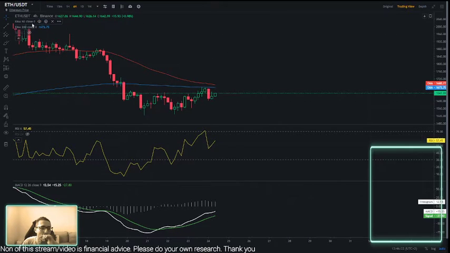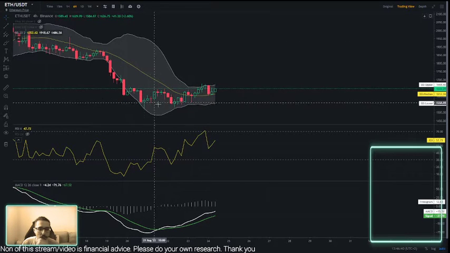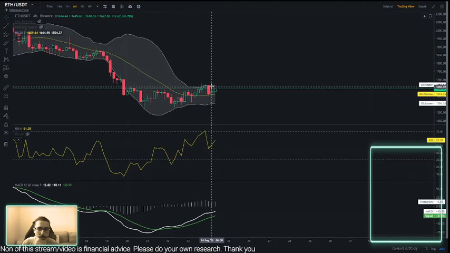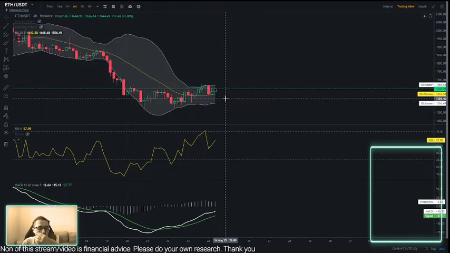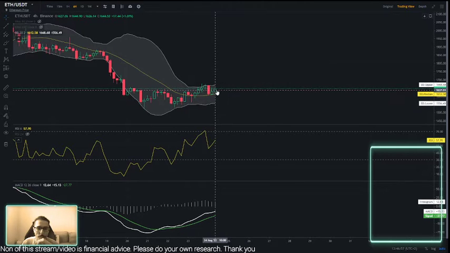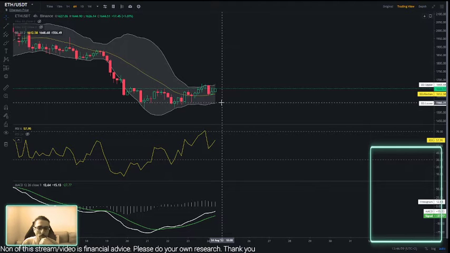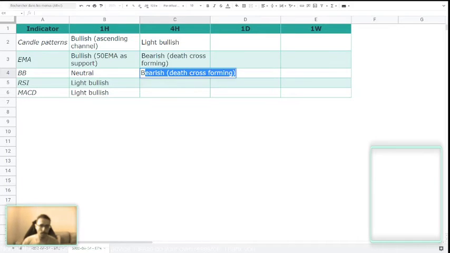Now the Bollinger Bands. Let's see. So we are kind of topping them. Maybe we're going to go up, but at some point it seems pretty obvious to me that we're going to have some backward, some downside trends to try to reach the lower of this Bollinger Band. So I'm going to go for bearish.